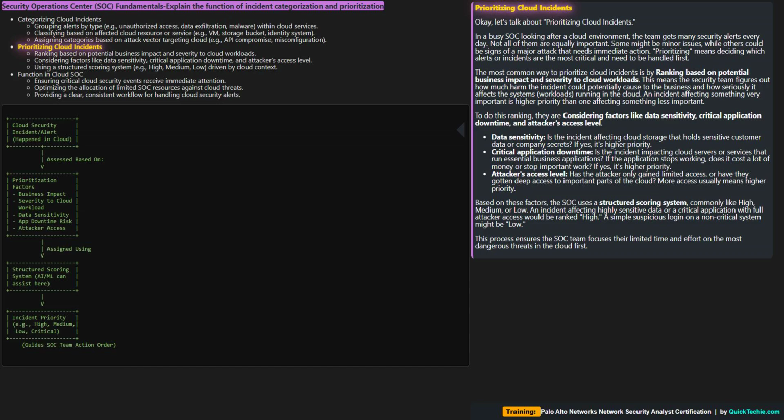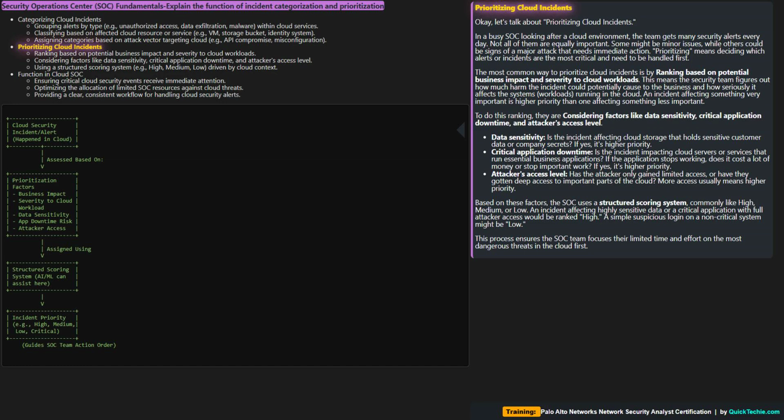Prioritizing cloud incidents. Okay, let's talk about prioritizing cloud incidents. In a busy SOC looking after a cloud environment, the team gets many security alerts every day. Not all of them are equally important. Some might be minor issues, while others could be signs of a major attack that needs immediate action. Prioritizing means deciding which alerts or incidents are the most critical and need to be handled first. The most common way to prioritize cloud incidents is by ranking based on potential business impact and severity to cloud workloads.